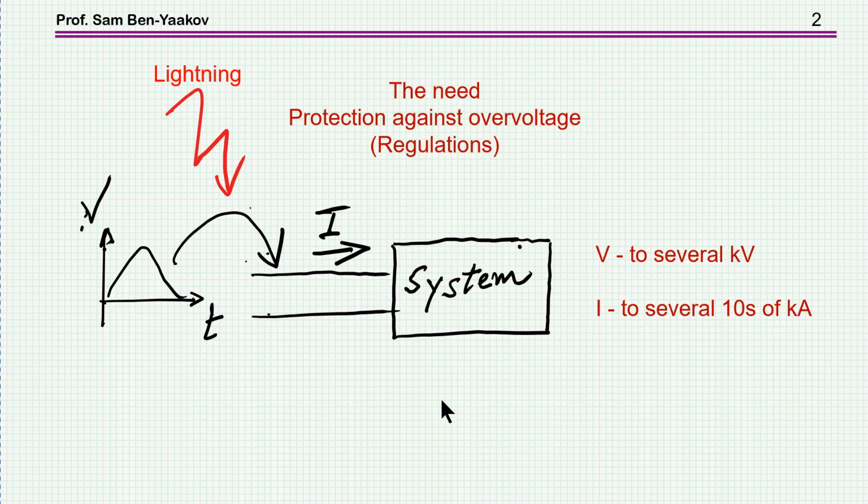There are different regulations, UL and others, that specify the level of protection that you have to have and the disturbance that you actually have to test the system with. That is, you have to generate a voltage and see whether the system withstands this disturbance. So the voltage could be several kilovolts and the current tens of kiloamps. So it's quite a requirement.